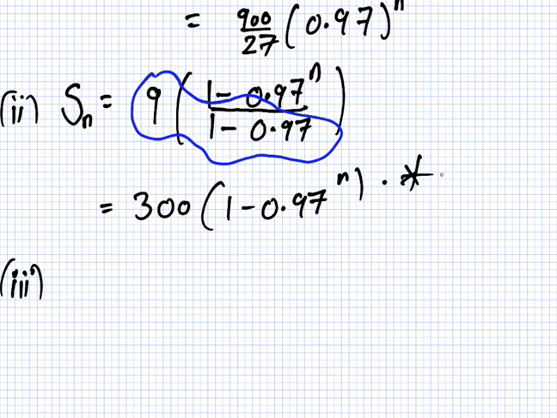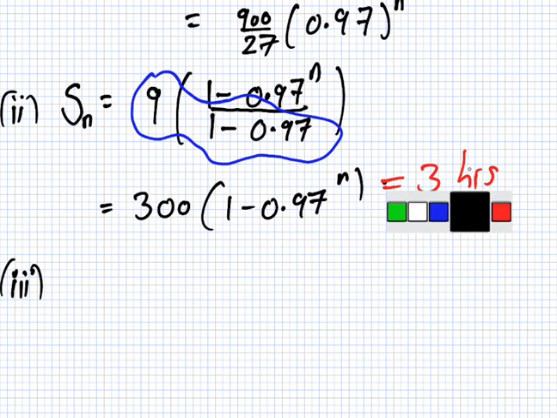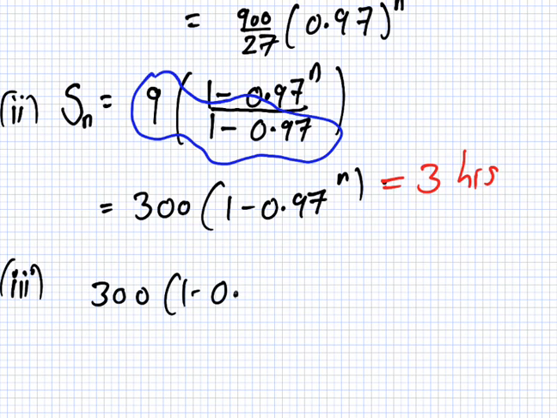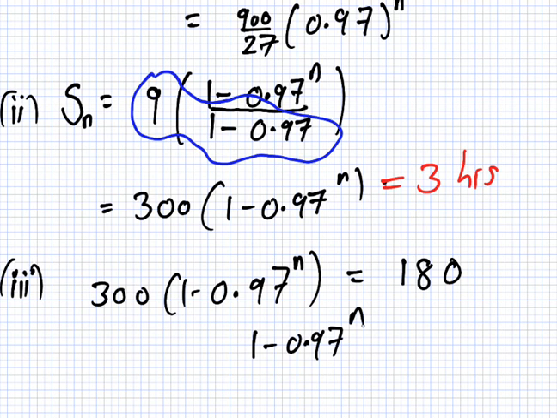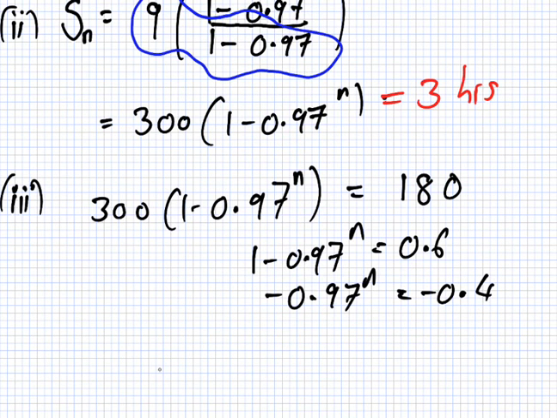And for the last part is, how many trays have been completed after 3 hours? So in other words, they're saying for the last part, if this equals 3 hours, what's the n? Basically is what they want. Actually, you should use the second one. So we have 300, 1 minus 0.97 power n equals 180 minutes. So you get 1 minus 0.97n would equal 0.6, minus 0.97n would equal minus 0.4. Nearly, yeah, after you get rid of the minus here.